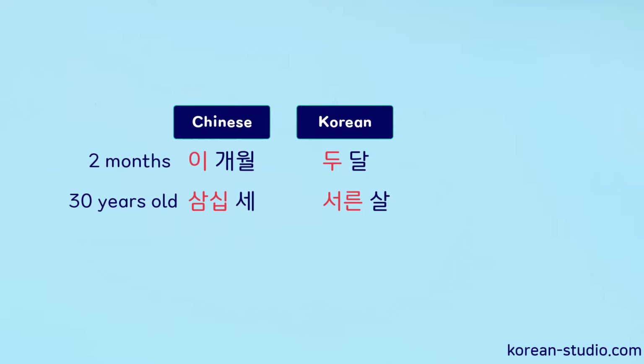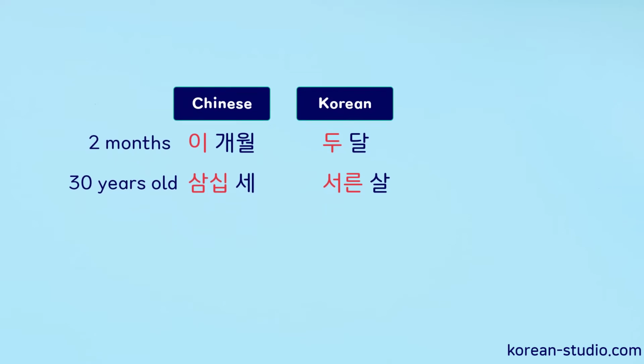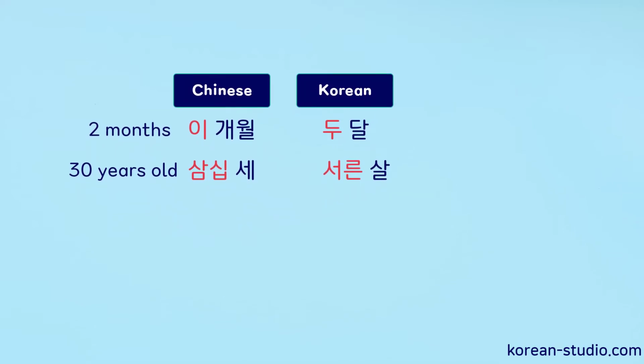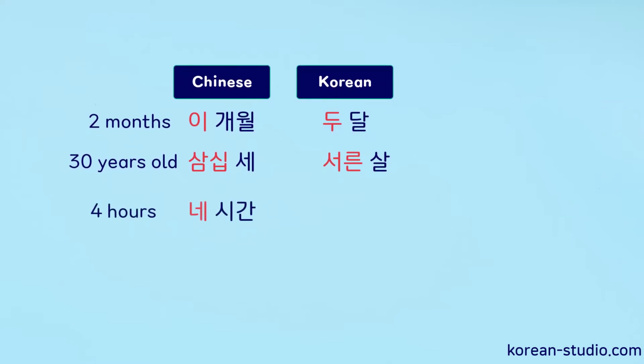However, do note that this rule of using Sino-Korean numbers with counter words rooted in Chinese and native Korean numbers with counter words rooted in Korean is not an absolute rule, as there are many exceptions. For example, the counter word for hour, 시간, is rooted in Chinese language, but it's used with a native Korean number. And another example is the counter word for people, 명. And 명 is also rooted in Chinese language, but we use native Korean numbers with 명. So there are many exceptions to this rule.